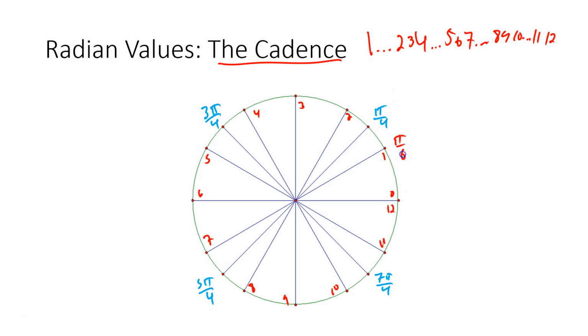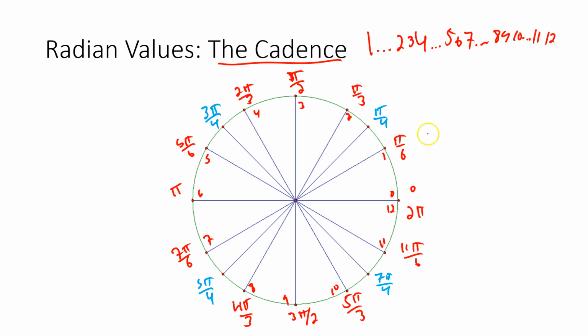So 1, 2, 3, 4. So 2 pi over 6, then I would have to say that reduces to pi over 3. Then 3 is 3 pi over 6, which is pi over 2. 4 is 2 pi over 3. So 1, 2, 3, 4, 5, 6, 7: 5 pi over 6, 6 pi over 6 is pi, 7 pi over 6. And at the bottom I have 8, 9, 10. 8 pi over 6 is 4 pi over 3. 9 pi over 6 is 3 pi over 2. 10 pi over 6 is 5 pi over 3. Then 11 pi over 6 I can't touch, and 12 pi over 6 is 2 pi.